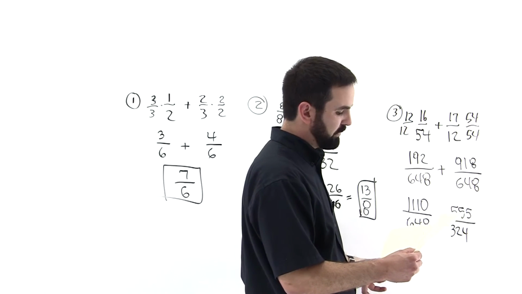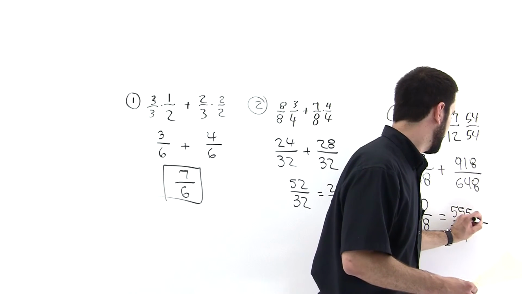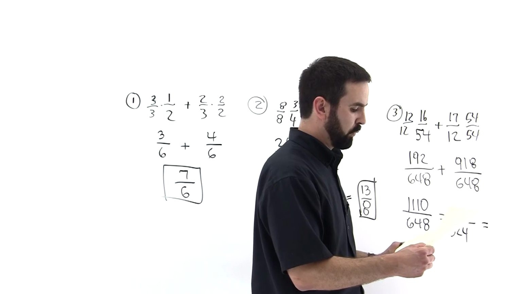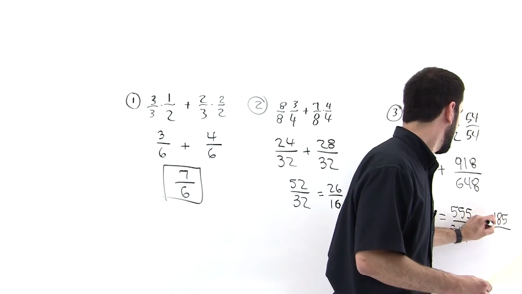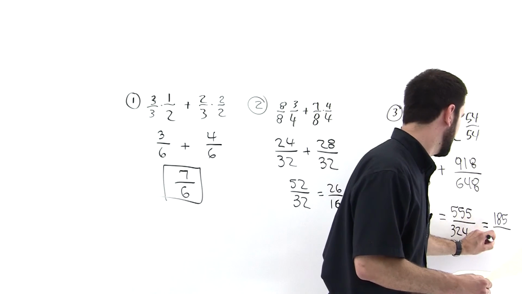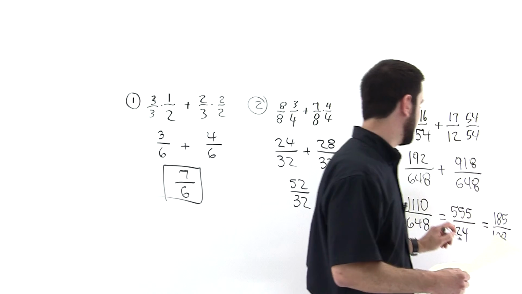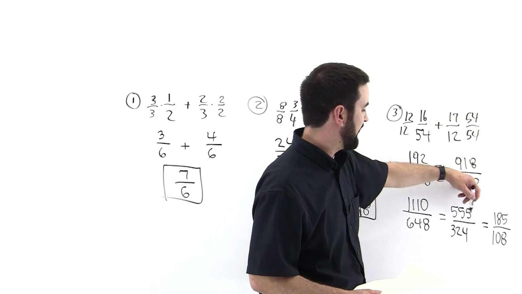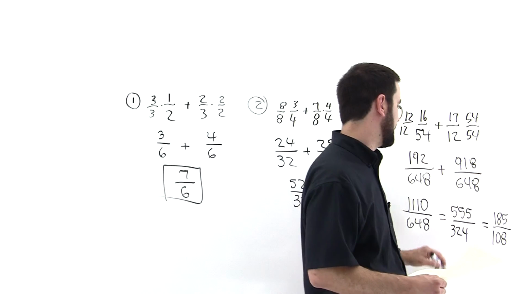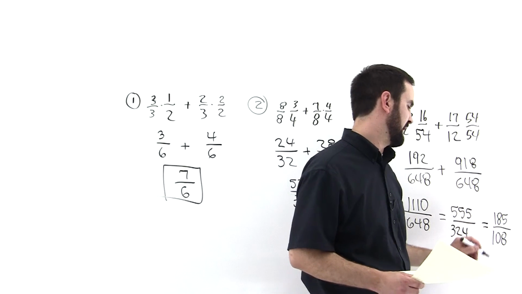And then that can be further reduced, right? So this can be further reduced to 185 over 108, because both of these are divisible by 3. 555 divided by 3 is 185, and 324 divided by 3 is 108.